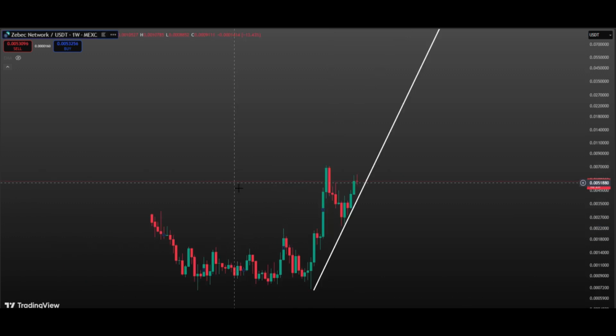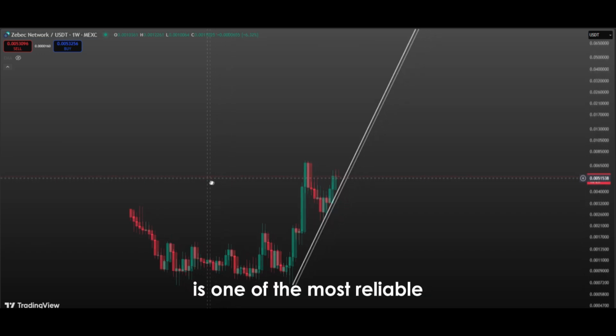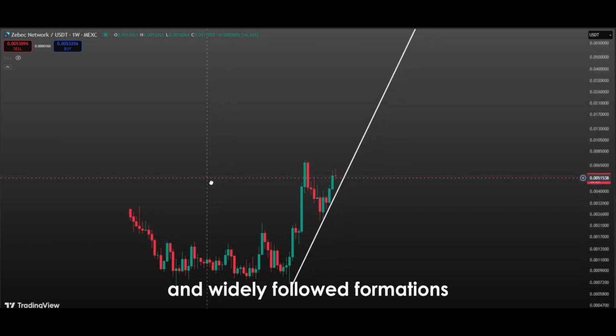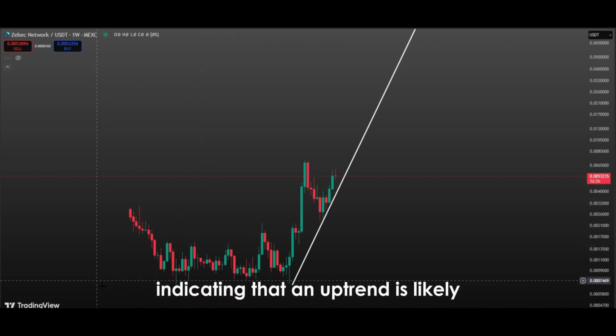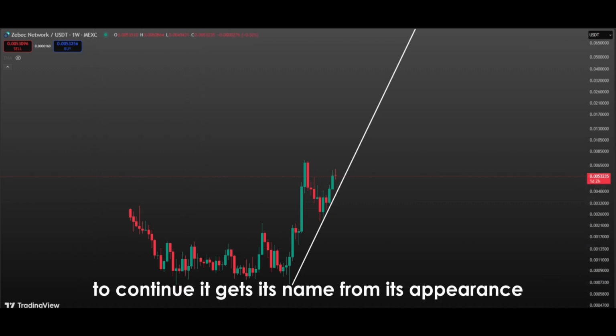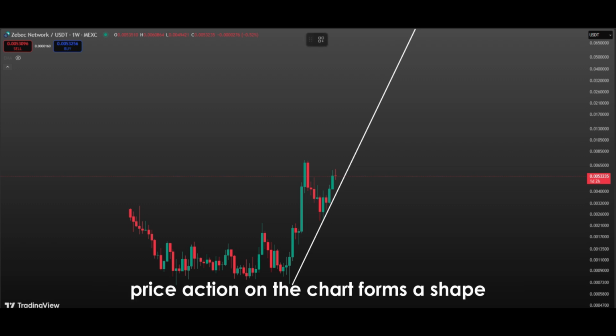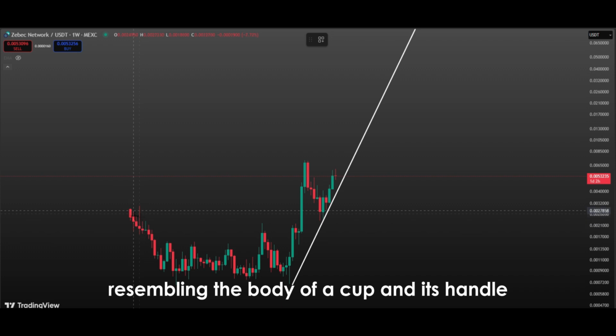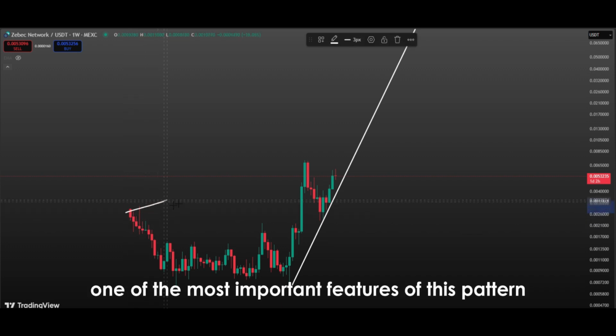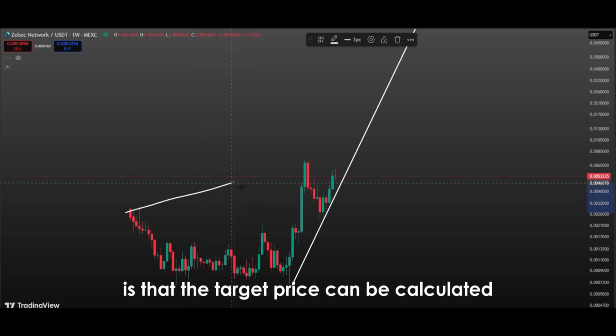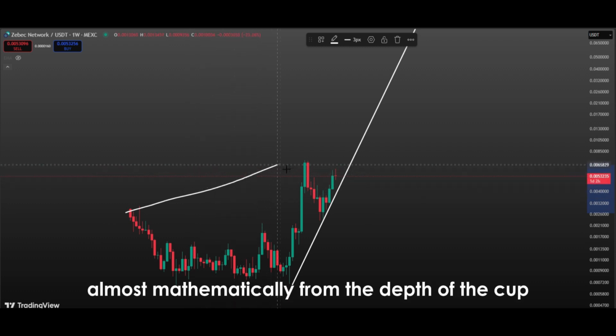The cup and handle pattern is one of the most reliable and widely followed formations in technical analysis, indicating that an uptrend is likely to continue. It gets its name from its appearance. Price action on the chart forms a shape resembling the body of a cup and its handle. One of the most important features of this pattern is that the target price can be calculated almost mathematically from the depth of the cup.